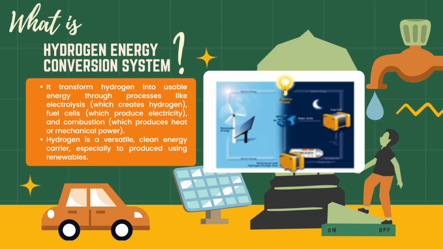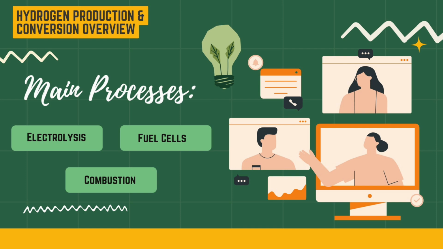The key processes include electrolysis for production, fuel cells for electricity generation, and combustion for heat and power. When hydrogen is produced using renewable energy, what we call green hydrogen, it becomes a versatile and completely clean energy carrier. This slide provides a simple overview of the three main processes we will discuss. First, electrolysis to make hydrogen, fuel cells to use it for electricity, and combustion as a direct use method.